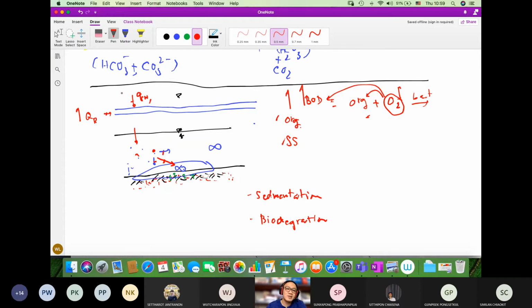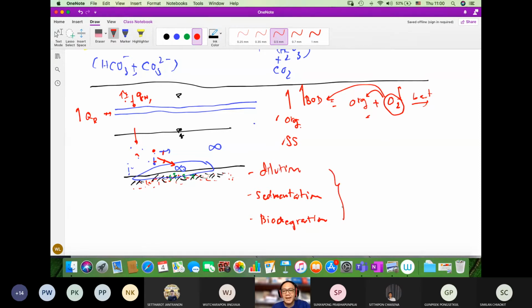So if we are just a house, and we discharge the black water into the river, in terms of volumes, our wastewater is quite small as compared to the flow rate in Chao Phraya River. So in that case, what will happen? Our wastewater will get diluted. Okay, so there will be a dilution.